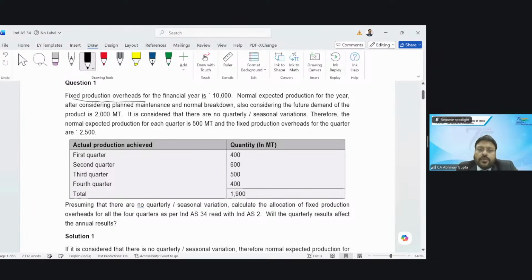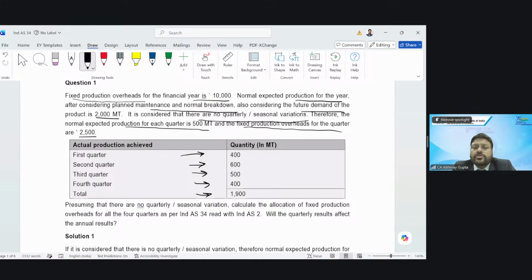Fixed production overheads for the financial year are 10,000. Normal expected production for the year, after considering the plant maintenance and normal breakdown, and also considering the future demand of the product, is 2,000 metric tons. It is considered that there are no quarterly seasonal variations. Therefore, the normal expected production for each quarter is 500 metric tons, and the fixed production overheads for the quarter are 2,500. Now, in the first quarter, the quantity produced is 400, second quarter 600, third quarter 500, fourth quarter 400. Total 1,900 is the quantity actually produced during these 4 quarters.